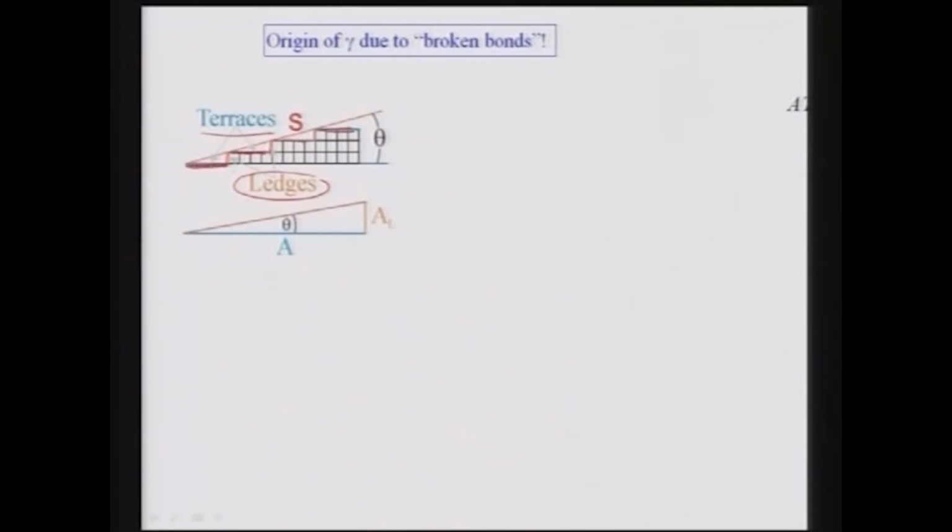The terraces can be given as T1 plus T2 plus T3, to the total number, say T, and then we have the total area of the terraces. The length of the ledges can be given by ledge 1, ledge 2, ledge 3, so L1 plus L2 plus L3 and so on. The total length of this is AL.